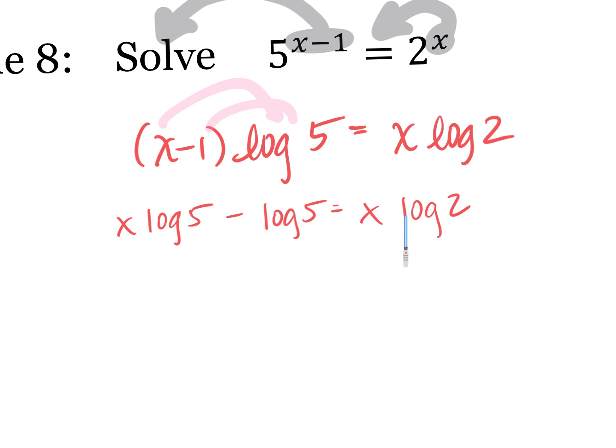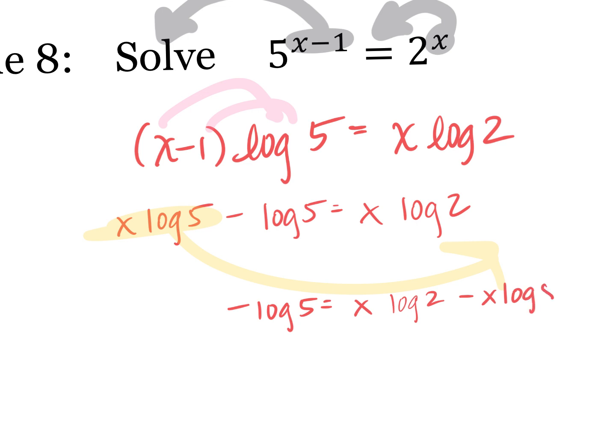So how would I get all my logs on one side? Do you want to bring x log 5 to the right side, or do you want to bring x log 2 to the left side? Yeah, let's move this x log 5 to the right because there's an x over there. Let's get rid of the other stuff. So we got a negative log of 5 is an x log 2 minus an x log 5.